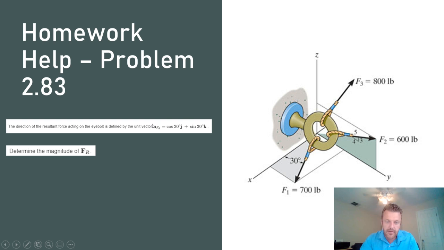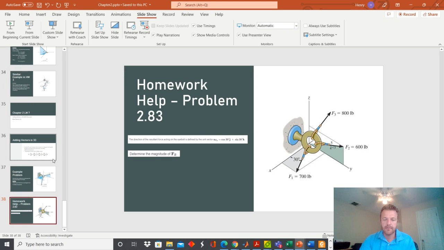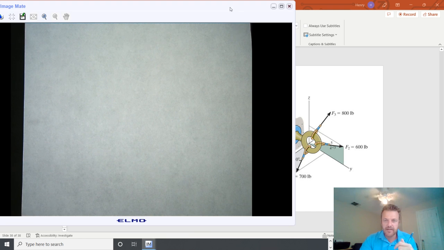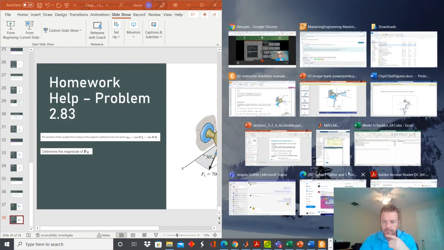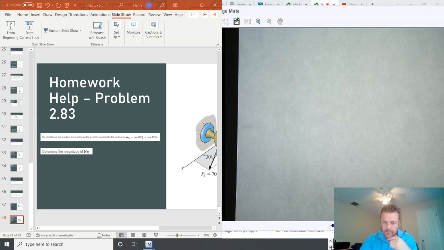However, you're given some information about the resultant force. Particularly, you're told that the direction of the resultant force is cos 30 j hat and sine 30 k hat. And what that means is that this resultant force is going to live exclusively in the YZ plane. And the reason that I know that is it doesn't have an x component. The first thing we want to do in this problem is determine the magnitude of the resultant force. Now, I'm not going to solve this problem for you since it's a homework problem, but I wanted to get you set up because it's unlike any example that's in the book or any example that I actually have done so far. So let me get back to my ImageMate.